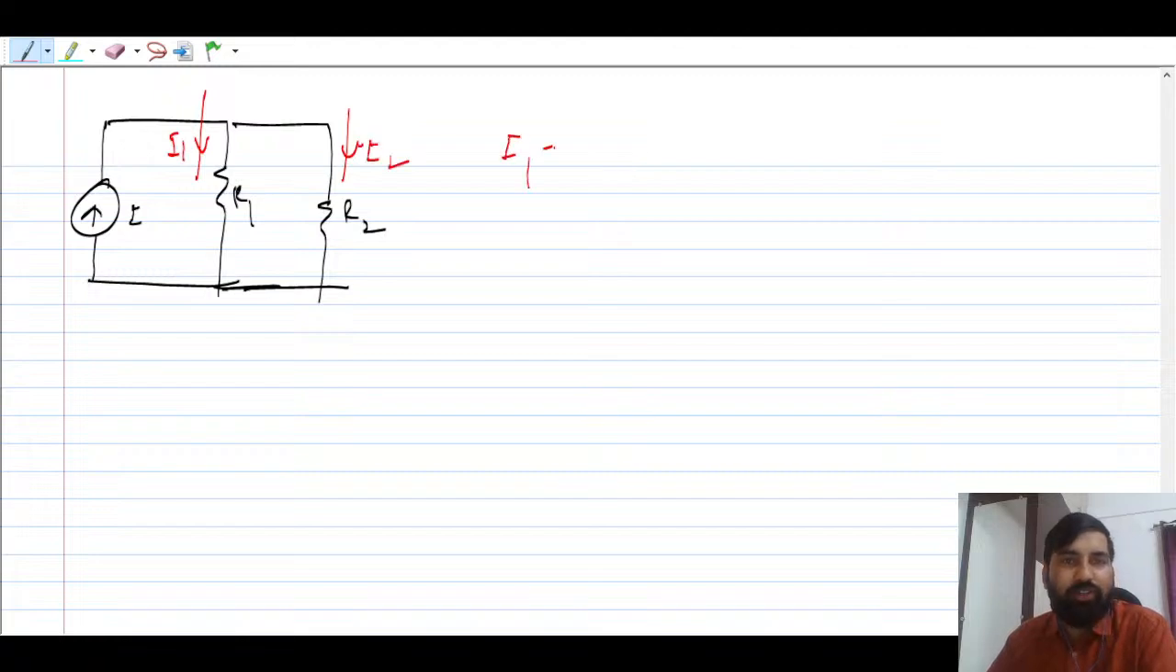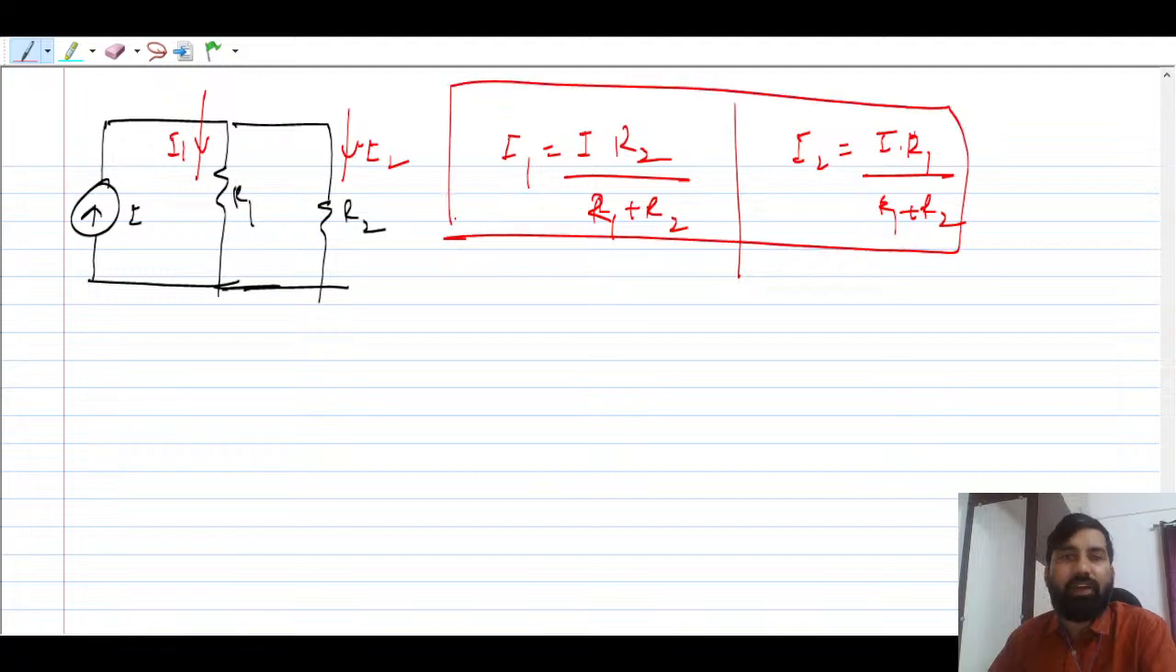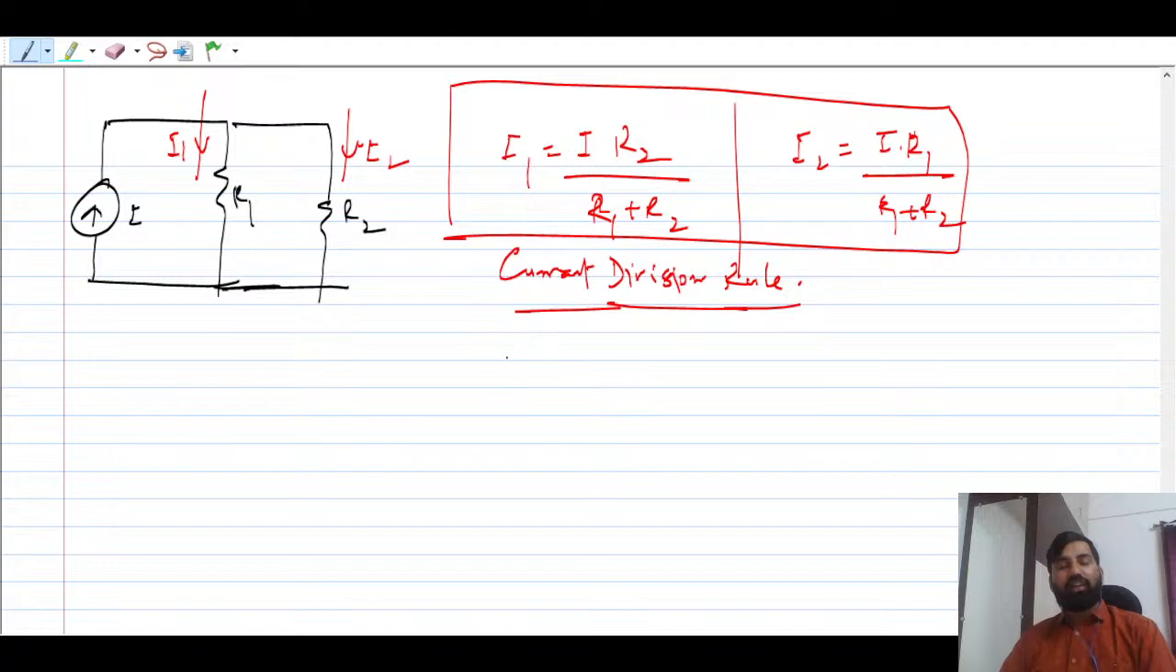So I1 is nothing but total current I times the opposite resistance upon the sum of the resistances, you can say R1 plus R2. Okay, and I2 will be nothing but I times R1 by R1 plus R2, right? So this is obtained just by using the current division rule. Okay, so please use these techniques while solving analog circuit problems.